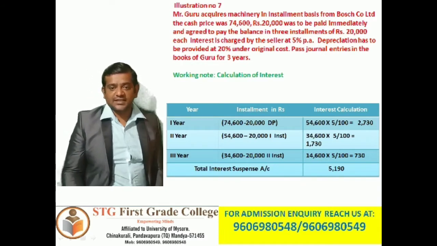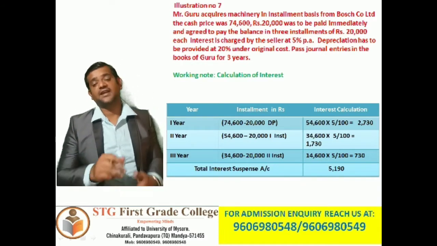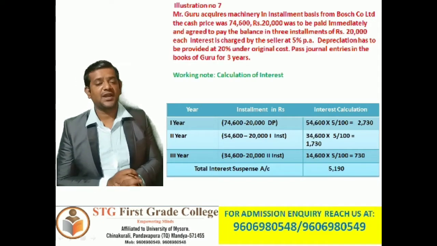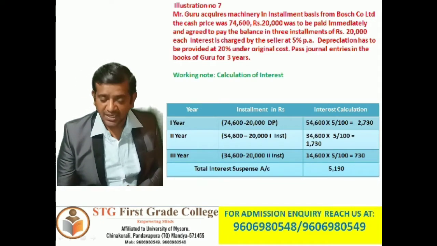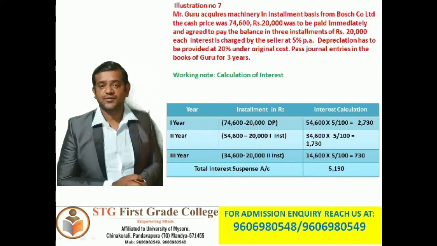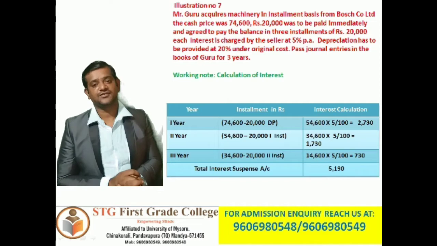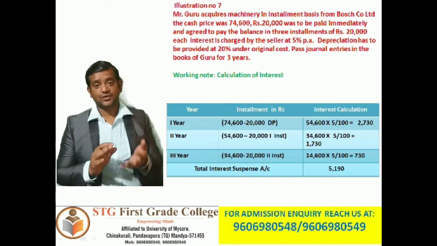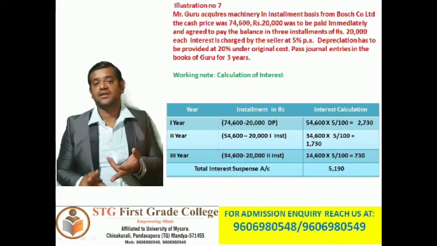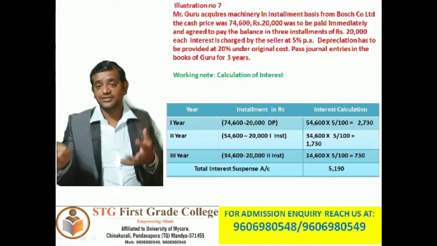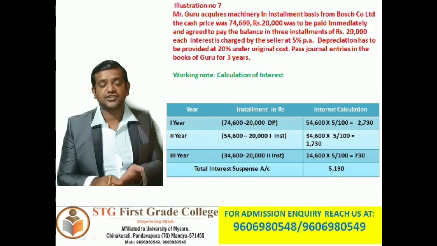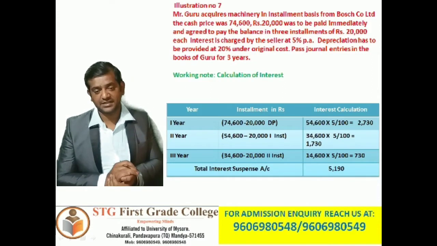Interest is charged by the seller at 5% per annum, and depreciation has to be provided at 20% under original cost method. Pass journal entries in the books of Guru for 3 years. So in this problem, only the cash price, the down payment, the installment for all 3 years, and the rate of depreciation and rate of interest have been given.